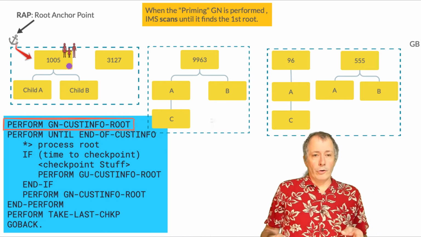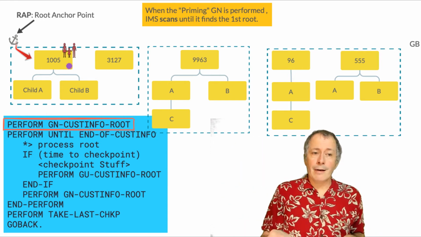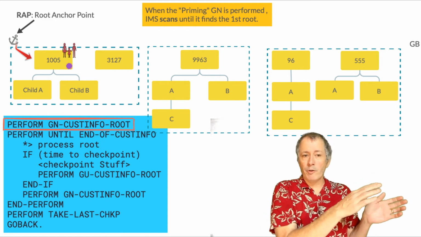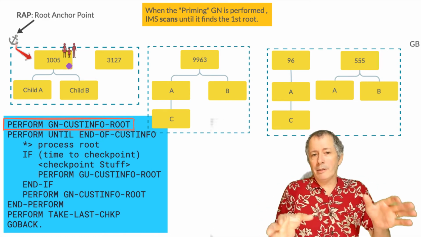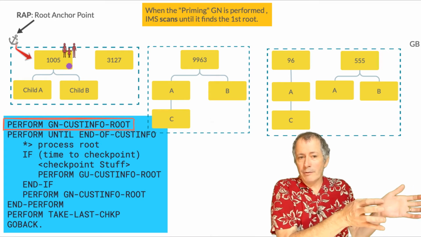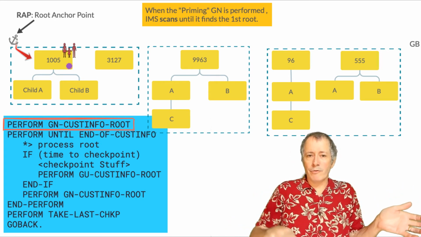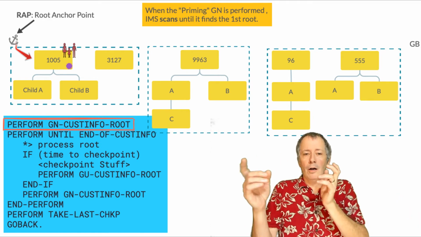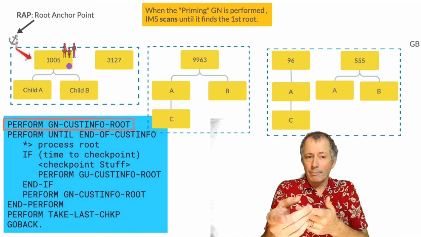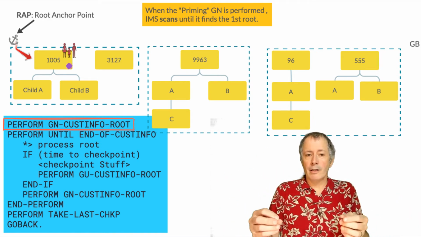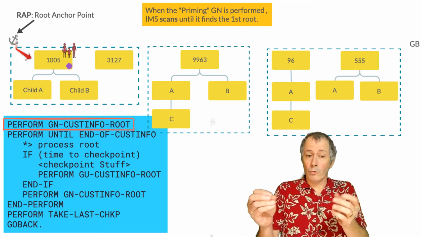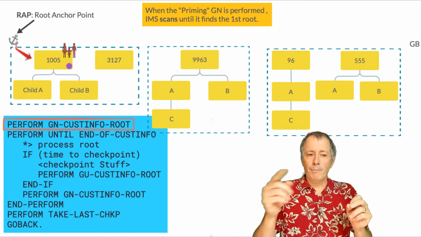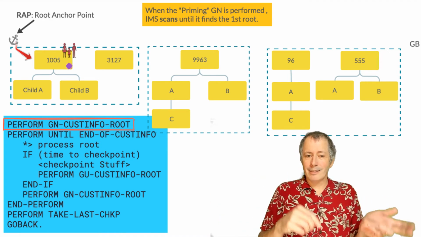The program starts. It does the priming get next root call. IMS starts scanning the database from the beginning. There might be 10 empty CIs at the beginning of this database before the first root is found. So IMS will look at those 10 CIs until it finds a RAP in CI11 that says CI11 contains a root. The RAP, or the root anchor point, points to the first root in the CI.